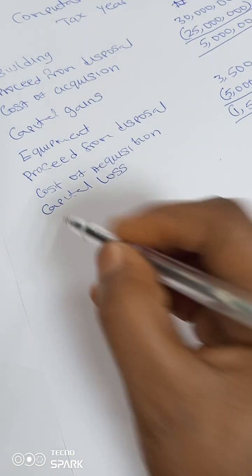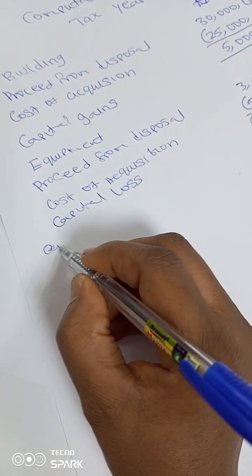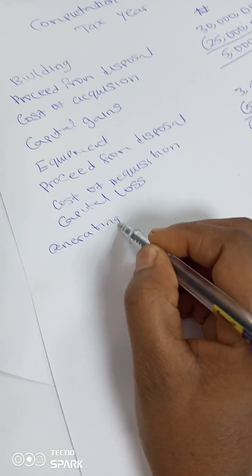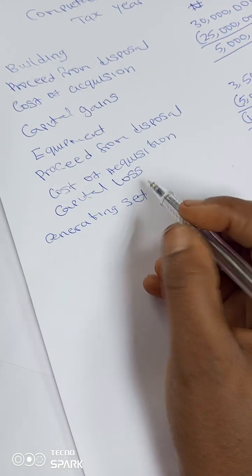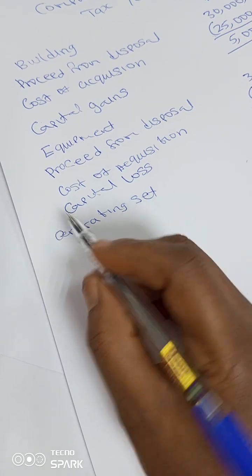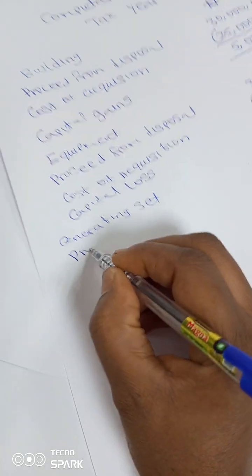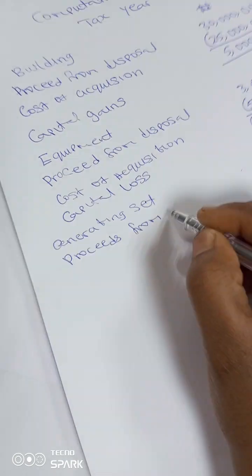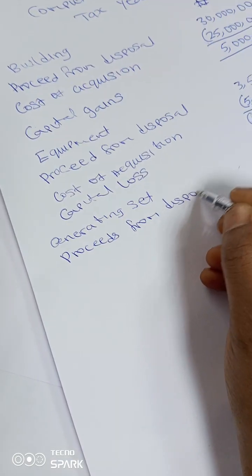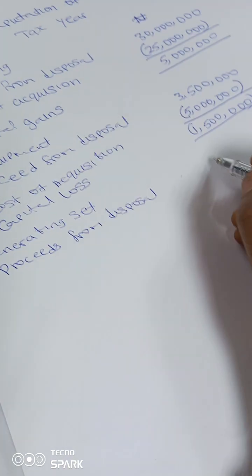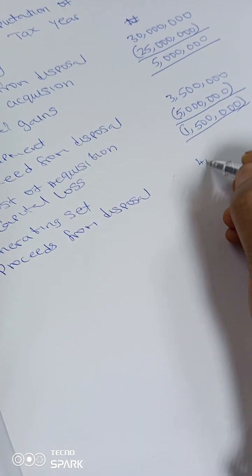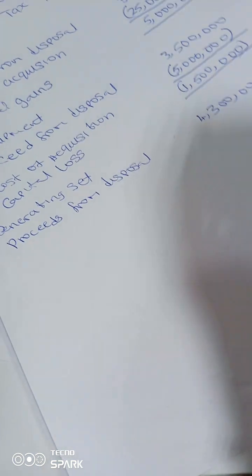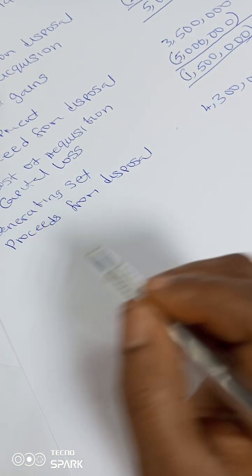Generator sets. All items and figures will already be given to you in the question. So that is where you'll be picking up your items from. So you now say proceeds from disposal of the generator. What's that? Okay. The proceeds is 4,300,000. That's what was gotten when it was sold.